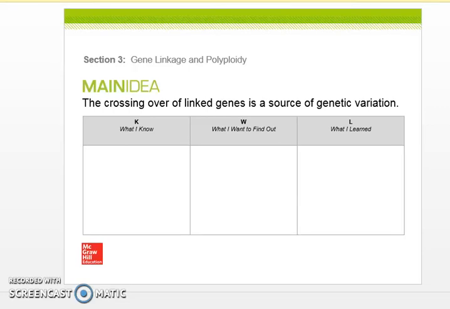Biology students, we're on 10.3. We're at the end game for chapter 10. And although this is going to be a short section, it's full of a lot of information. So it's all about gene linkage and polyploidy.